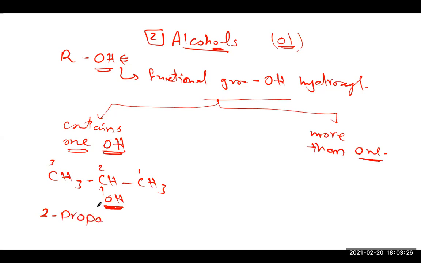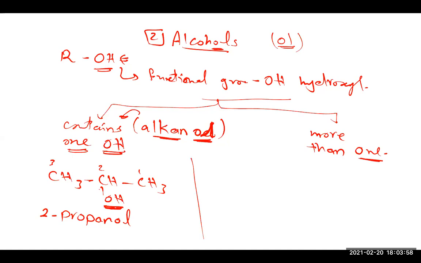And here we will write alkane, and we will add OL, I'm sorry. So we will only remove the E and write OL. So it will be propanol. So the name of this alcohol will be alkanol. We only remove the E and put OL. So it will be 2-propanol.